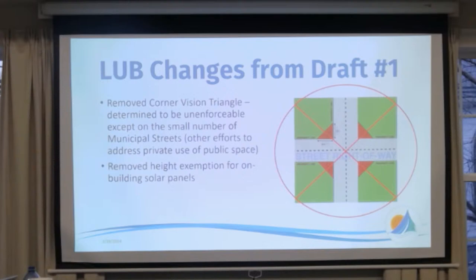So just quickly here to finish up with the changes. The corner vision triangle, for those of you that were around last summer, was an initiative that we were proposing, something you find in a lot of municipalities. The key difference between us and those municipalities is that those municipalities own their streets, and we do not, they are provincially owned here in Chester. So the intent around this one is going to be a requirement to make property owners keep the red triangles around intersections clear from vegetation beyond a certain height to improve sight lines.